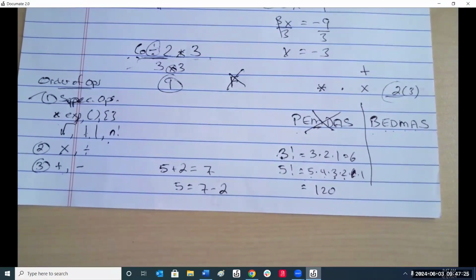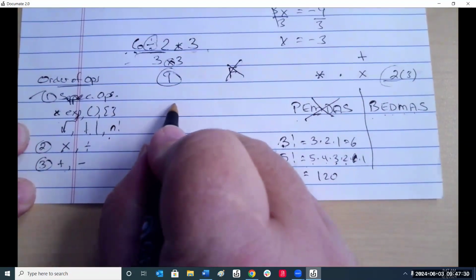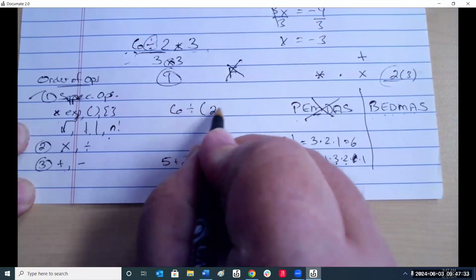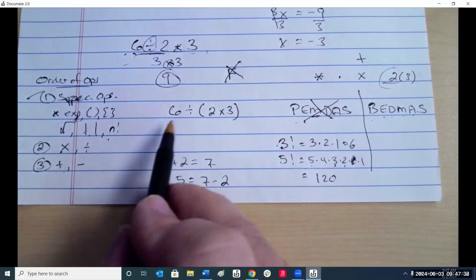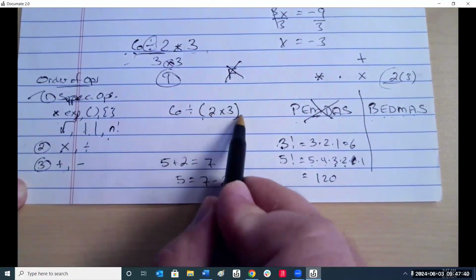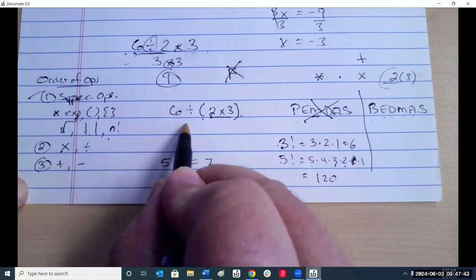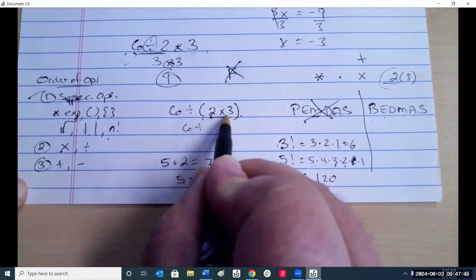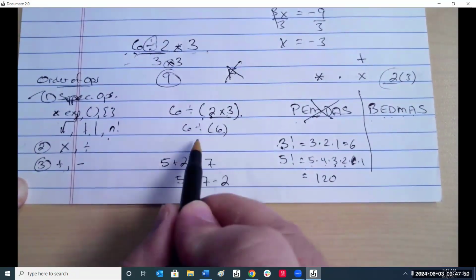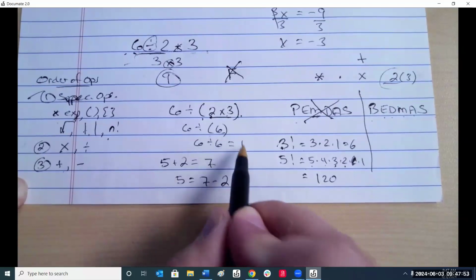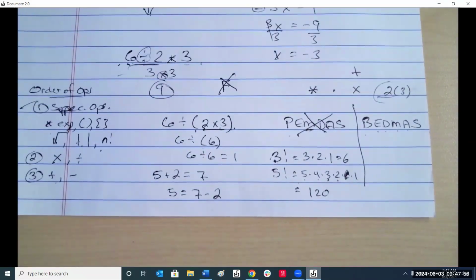So unless there's a special operation, you read left to right. So if we had this, reading left to right, there's a special operation. Here's parentheses. So we do inside there first. 2 times 3 is 6. There's nothing inside there, so we don't have to do anything. So it's 6 divided by 6 is 1. Right.